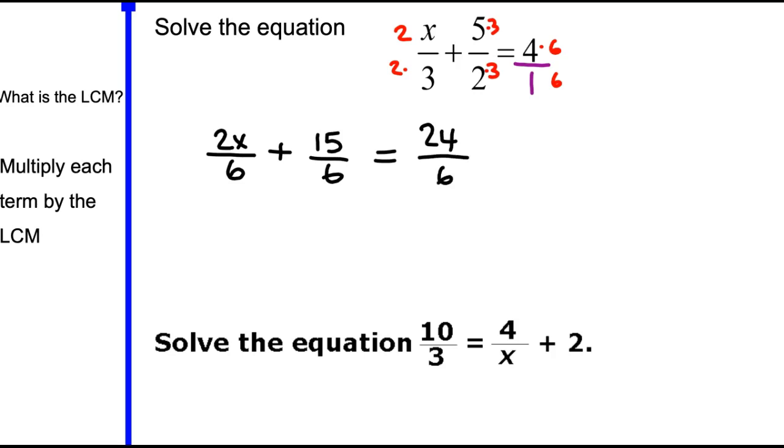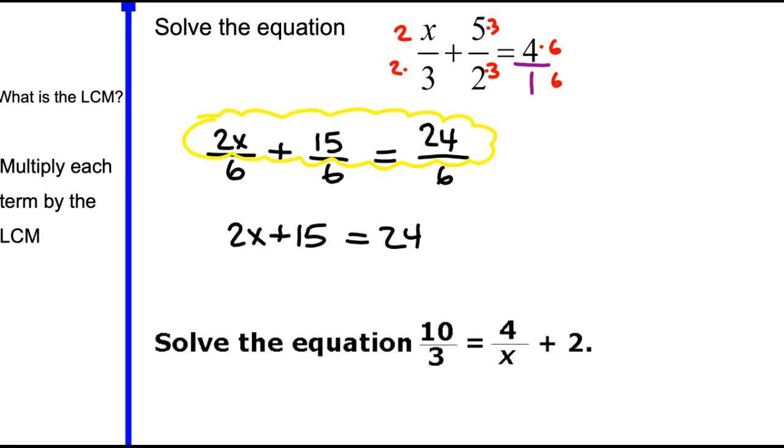Okay. So now when we have everything over 6 and all the denominators are the same, and this is an equation here, this equation will be true when all the numerator stuff is true or equal. So what value for x, or values, will make the numerator stuff all equal? So you can kind of ignore the denominators at this point and just solve the numerator stuff. So 2x plus 15 equals 24. Okay, subtract 15 from both sides. I get 2x equals 9.